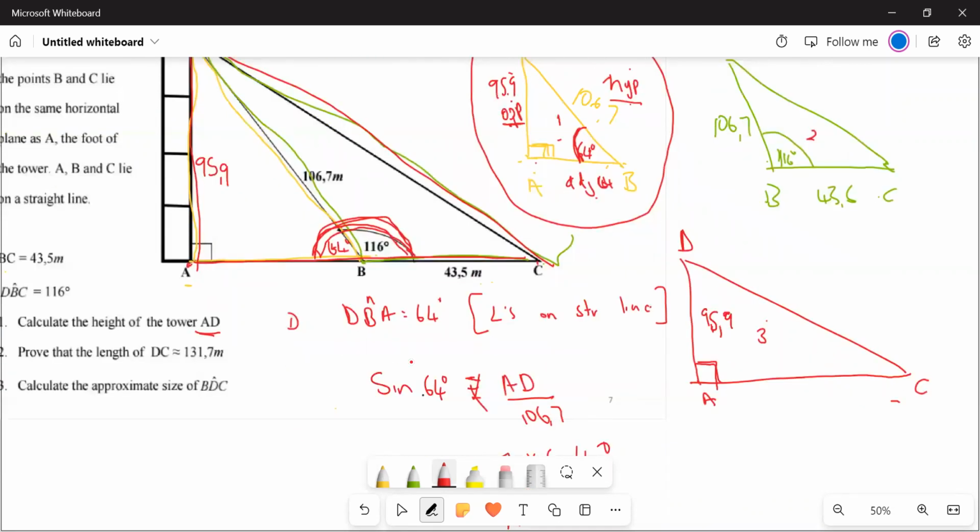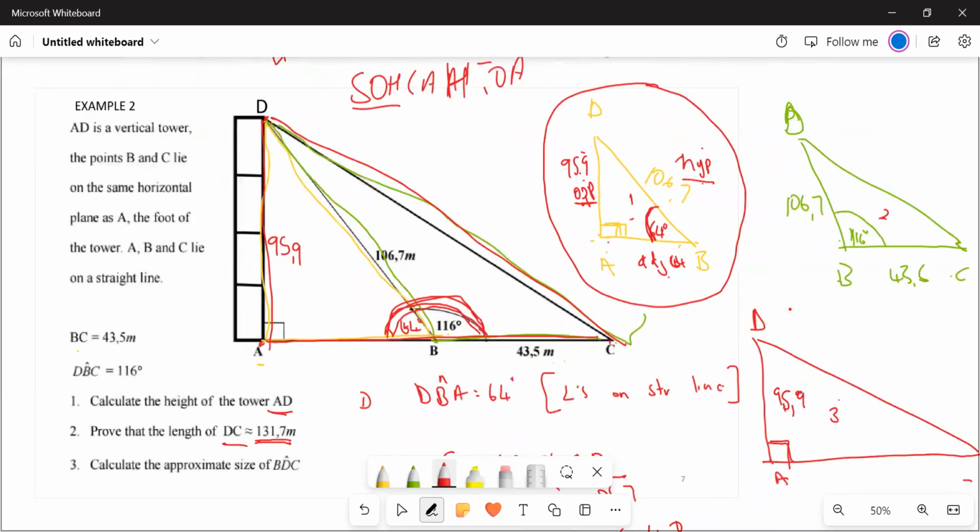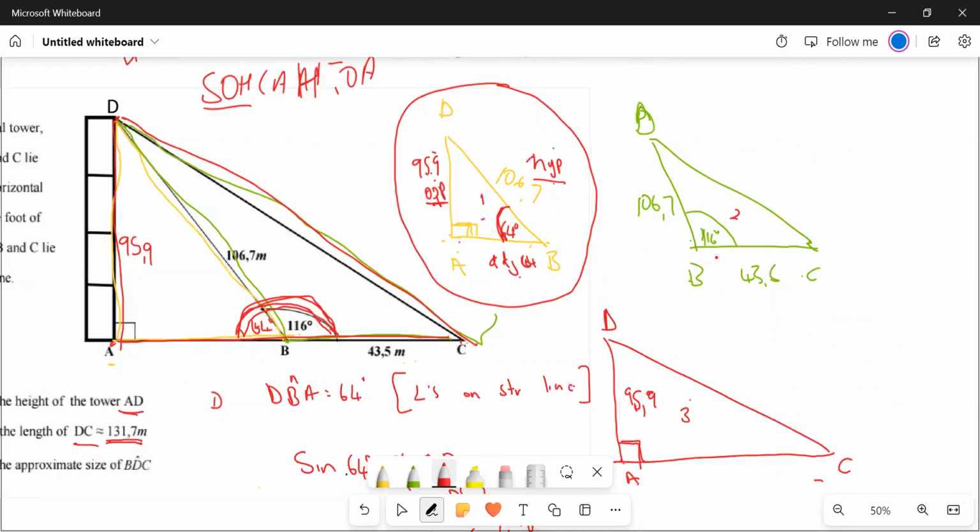The next question says, prove that DC is going to be given as this. We need to prove that DC is going to be given as this. Let's go and check the triangles that we have here. Which triangle seems to have DC? Number 2 has DC. Is it the only triangle that has DC? And number 3. So we have number 2 and number 3. Now between number 2 and number 3, you compare, remember? Which triangle seems to have more information?